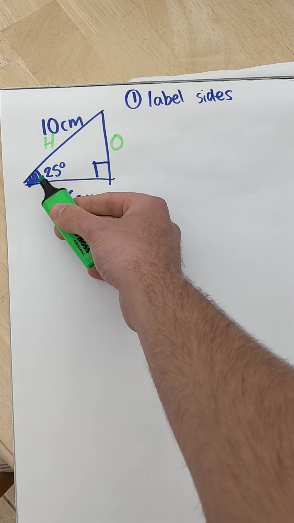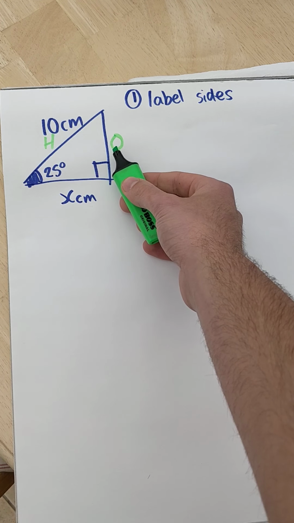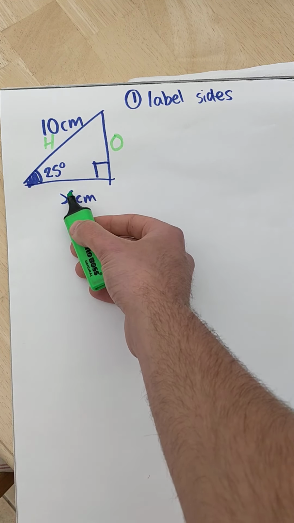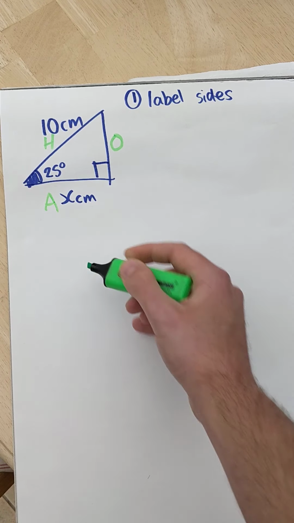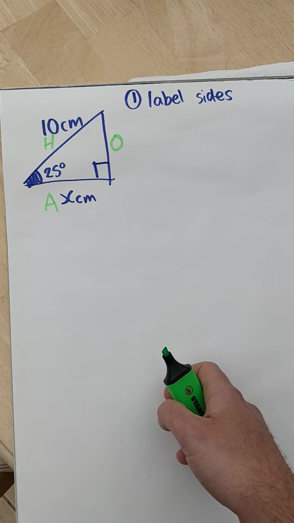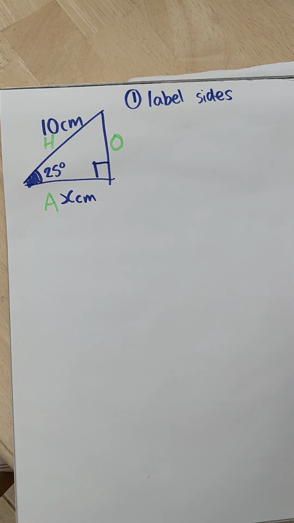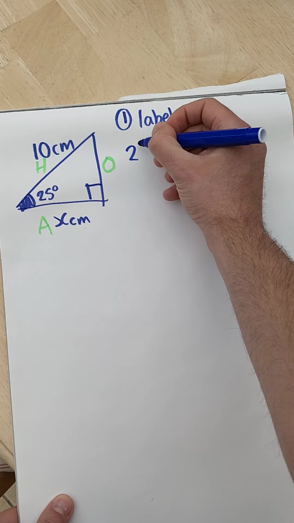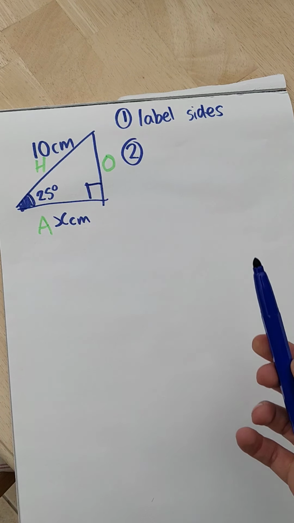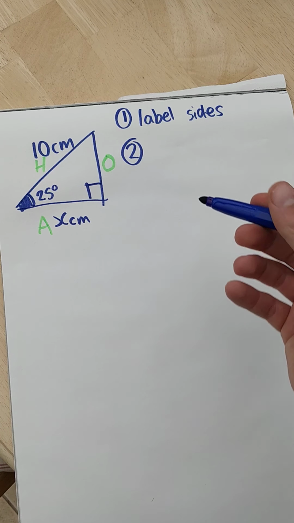Okay, it's directly opposite my angle. This one here, the one that's next to it, that will be the adjacent. So labeling sides is always the first step that I do. Now the second step is deciding which formula I use.